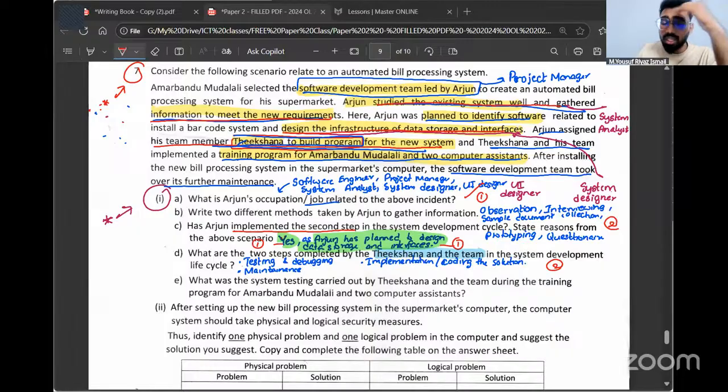The paper class too, I give only for the theory class students. So if you are coming for the physical class or as online class, along with the theory class too, you'll be getting the paper class.